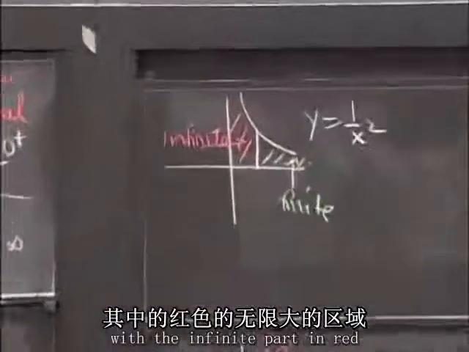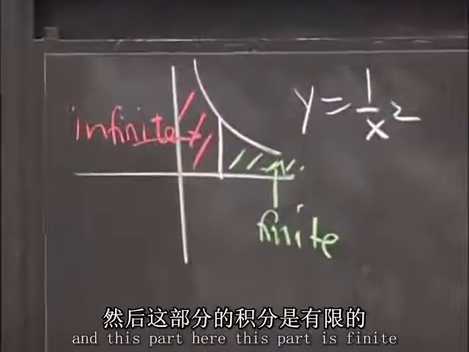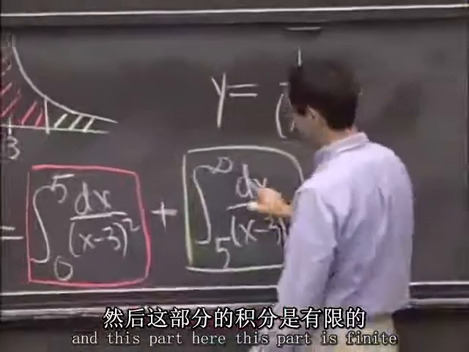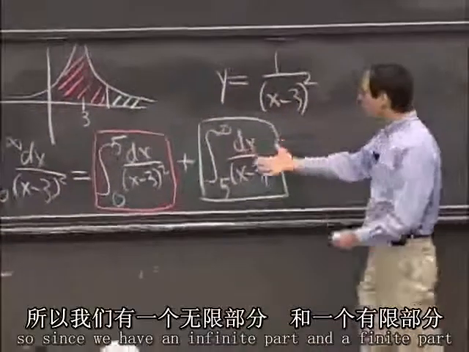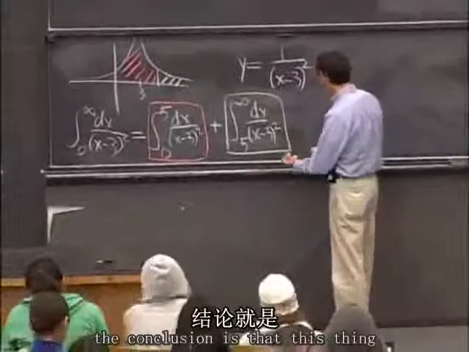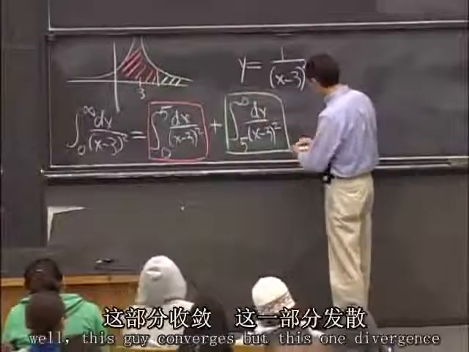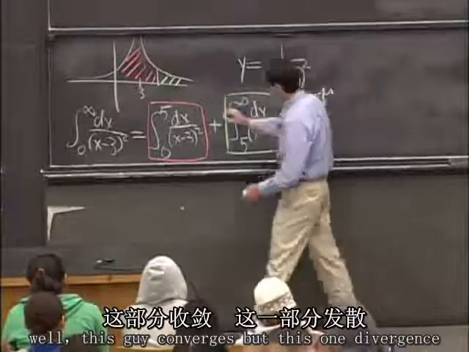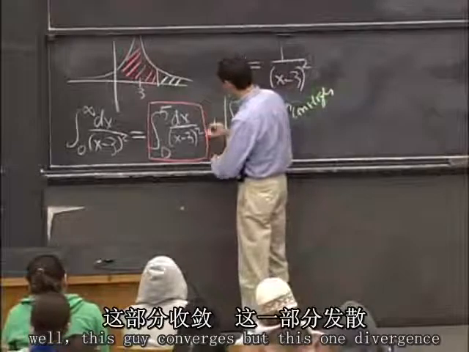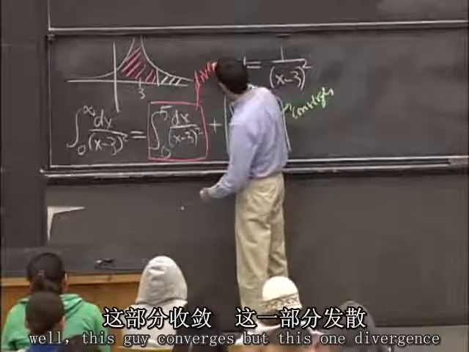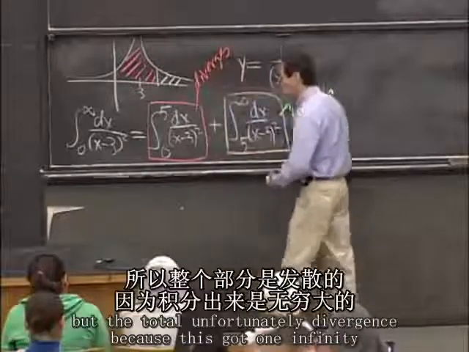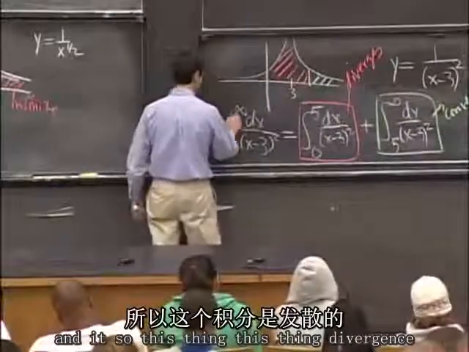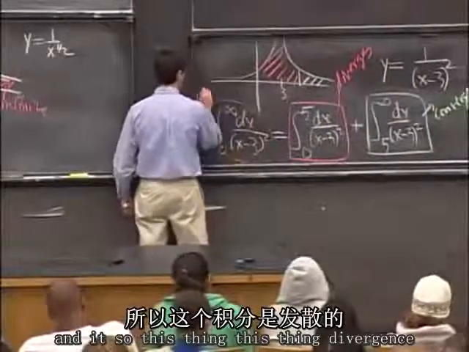All right? And this part here, this part is finite. All right? So since we have an infinite part plus a finite part, the conclusion is that this guy converges, and this one diverges. But the total, unfortunately, diverges, right? Because it's got one infinity in it. So this thing diverges.